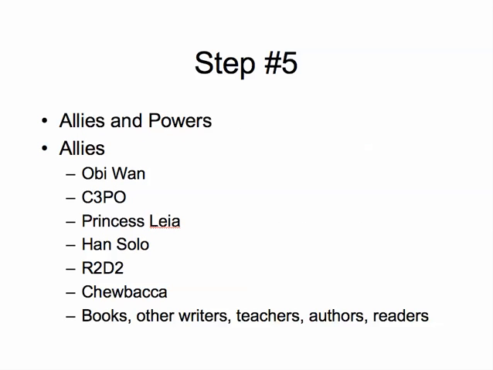The fifth step is the gathering of allies and the gaining of powers. In Star Wars, his allies included Obi-Wan Kenobi, C-3PO, Princess Leia, Han Solo, R2-D2, Chewbacca. For a writer, your allies are found in books. There are other writers, teachers, authors, readers.